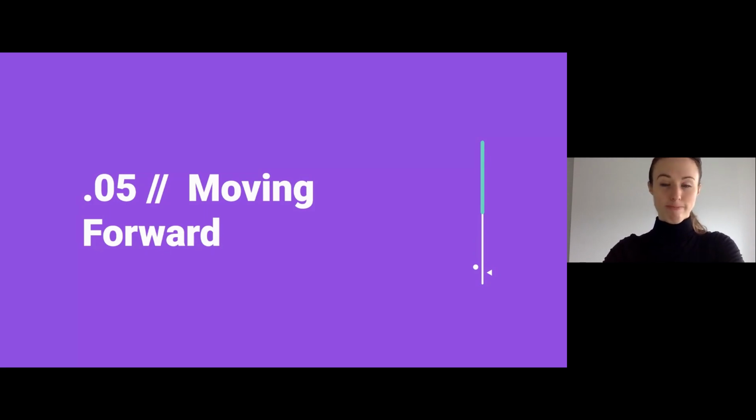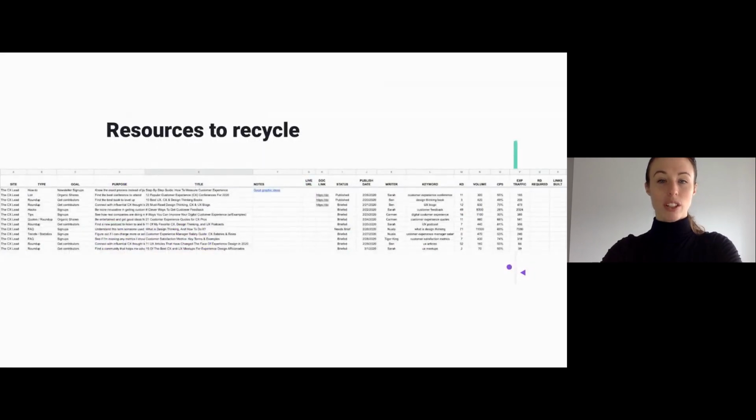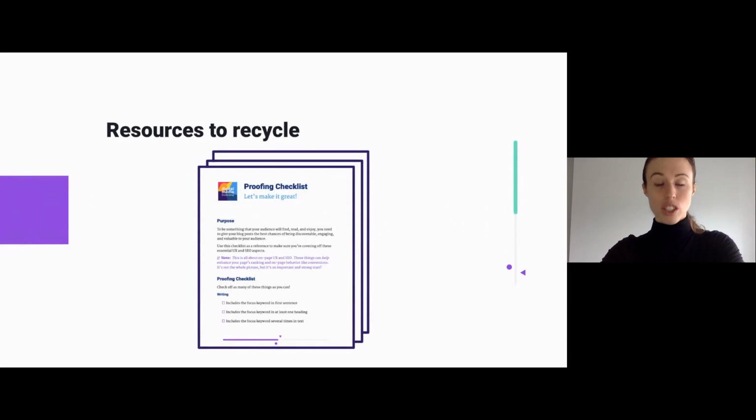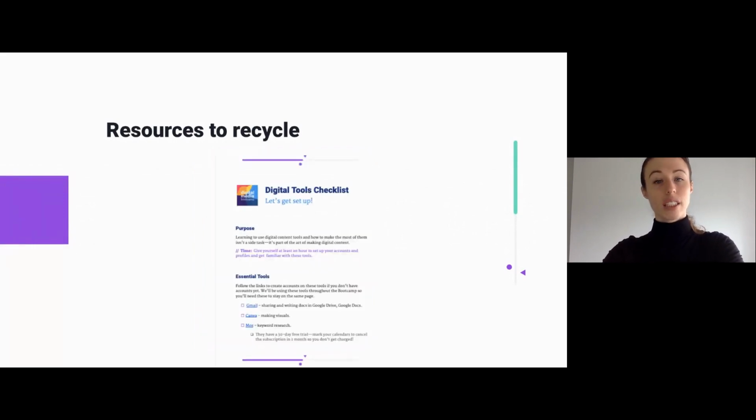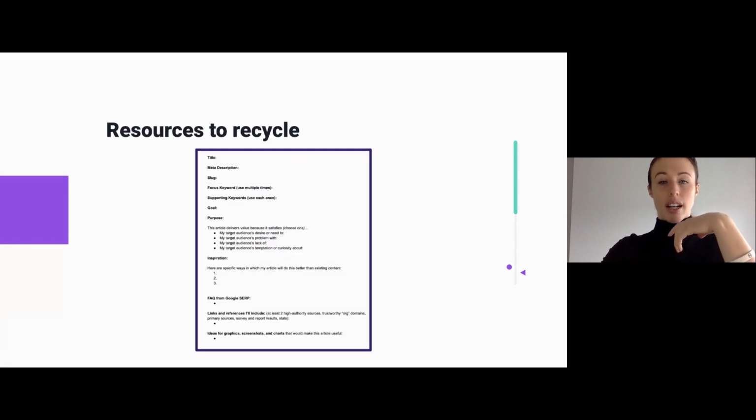First of all, no matter what you do, take advantage of these resources. So please use, abuse, and improve these for your own use. You've got the content plan, you've got that proofing checklist, the digital tools checklist, which is that collection of standard, inexpensive tools. I think they're the easiest ones to use to get started. You've got the briefing template. This bad boy is a really valuable resource.